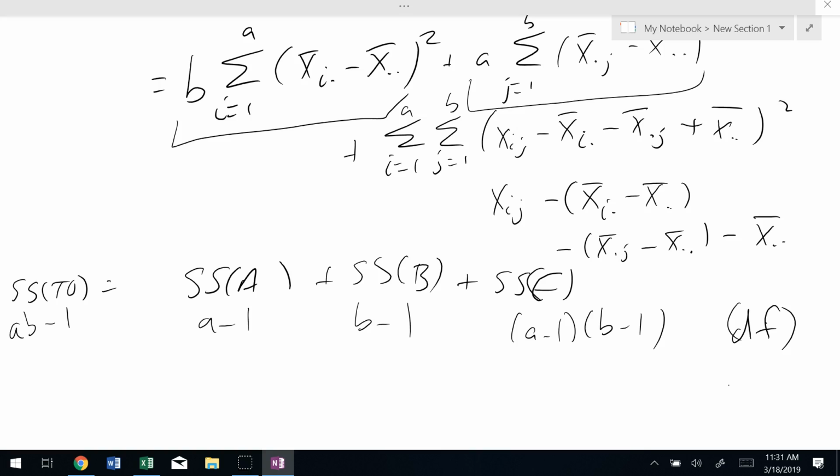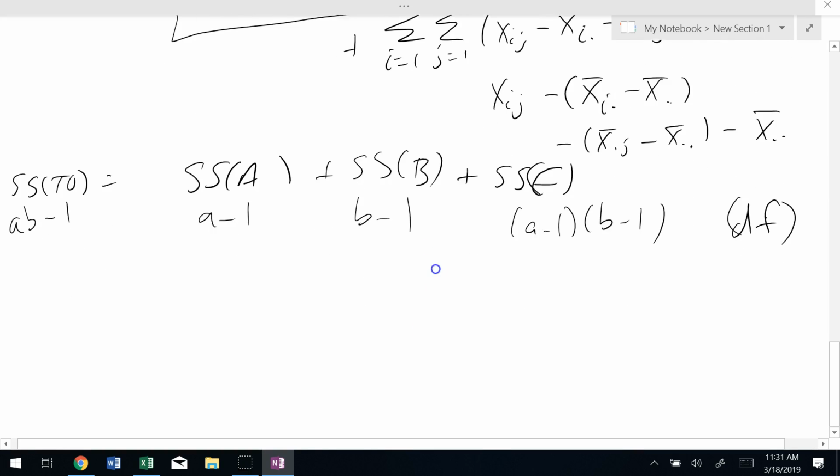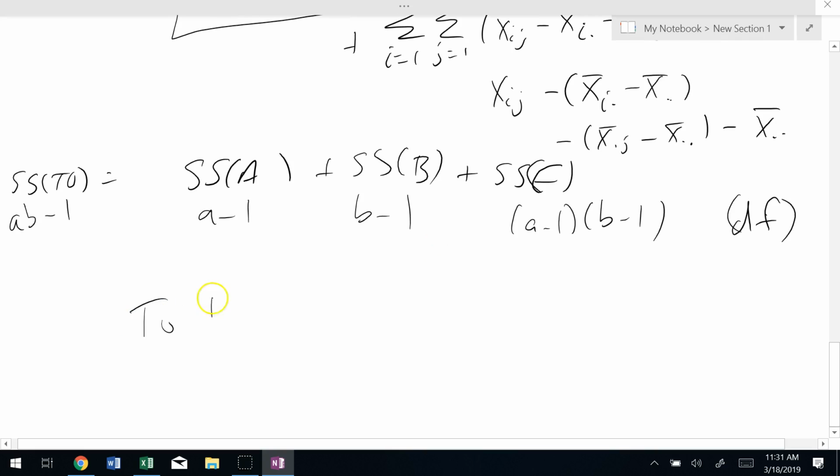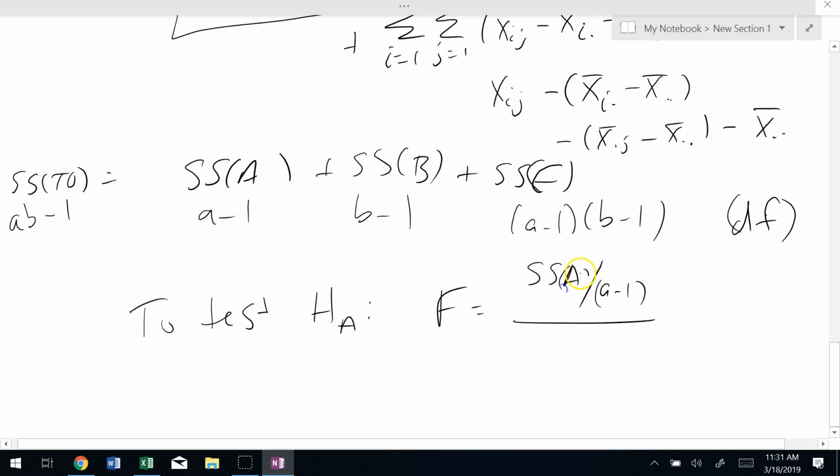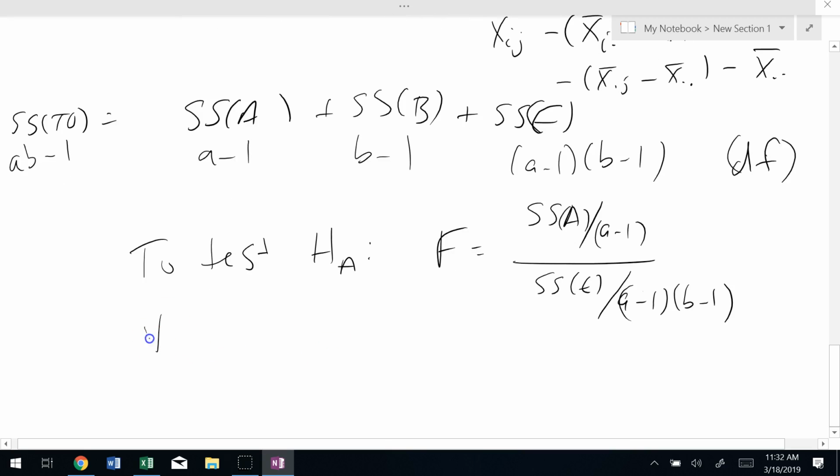All right. So then our F statistic to test your H sub A, you'll use F is equal to SSA over A minus 1, over SSE over A minus 1 times B minus 1. And then to test your H sub B, it's the same statistic. You're just going to replace the top.